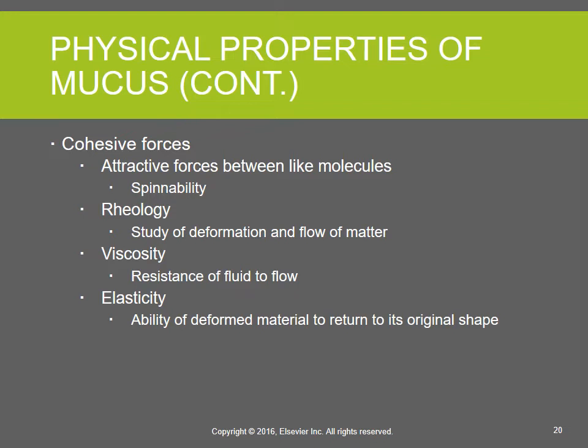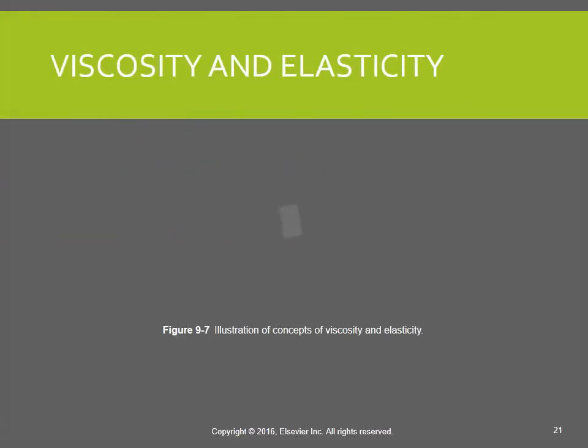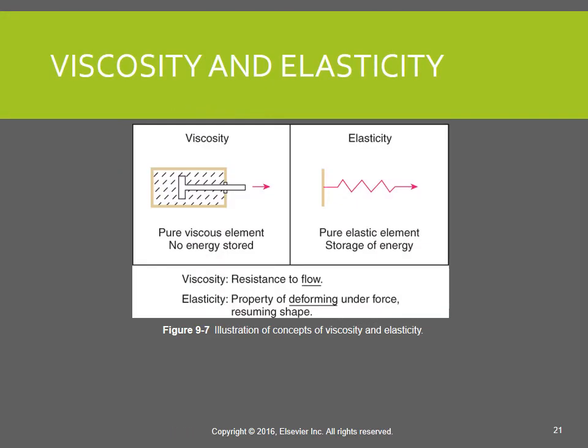Rheology is the study of deformation and flow of matter. Viscosity is defined as resistance of fluid to flow, and elasticity is the ability to snap back, or the ability of a stretched out material to return to its original shape. This shows the difference between viscosity and elasticity. Viscosity is resistance to flow. Elasticity is snapping back into shape after it's been stretched out.